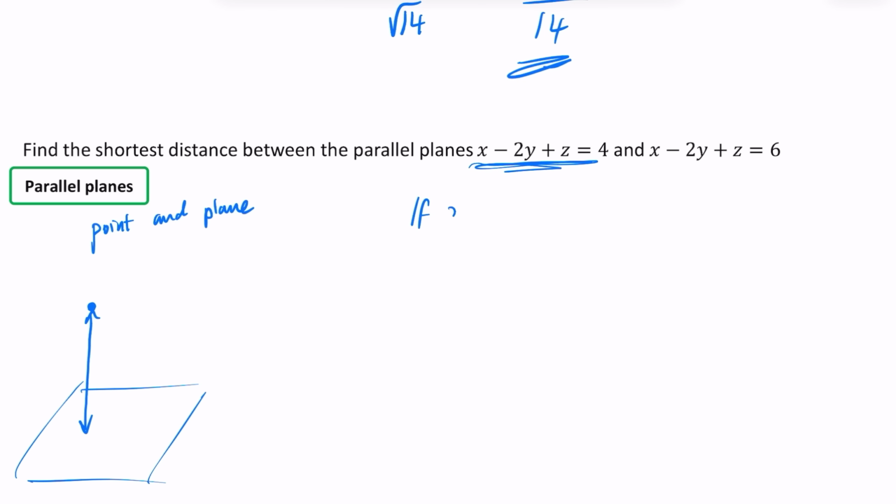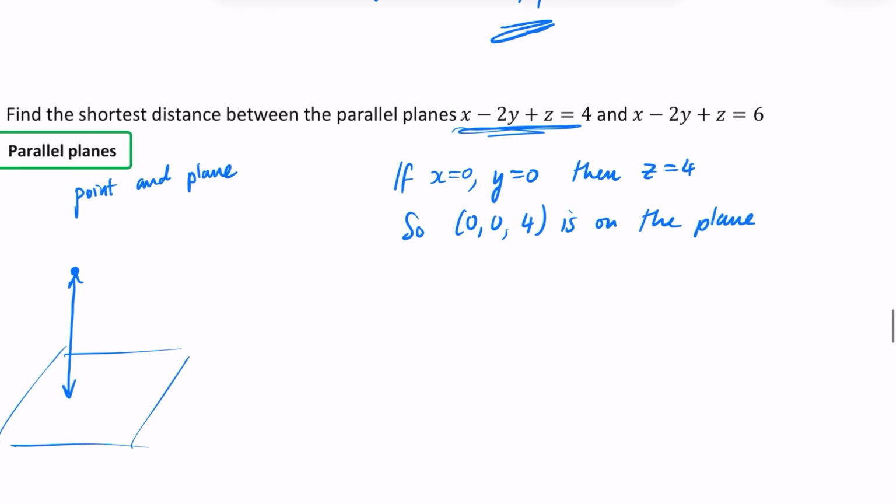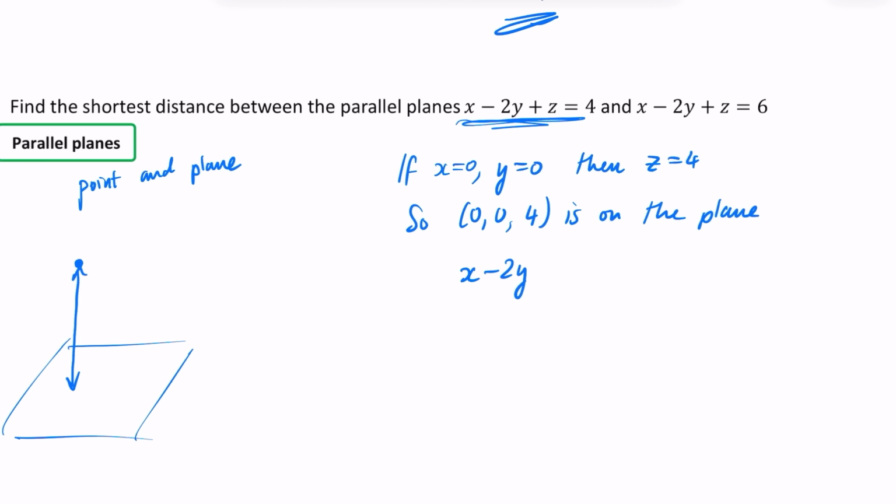So if x is 0, let's keep it easy, and y is 0, then what would z be? z would be 4. So 0, 0, 4 is on the plane. So I'm going to do 0, 0, 4 as the coordinate, and then for my plane, I'm going to do x minus 2y plus z minus 6 equals 0. And I'm just going to do the shortest distance between these things.